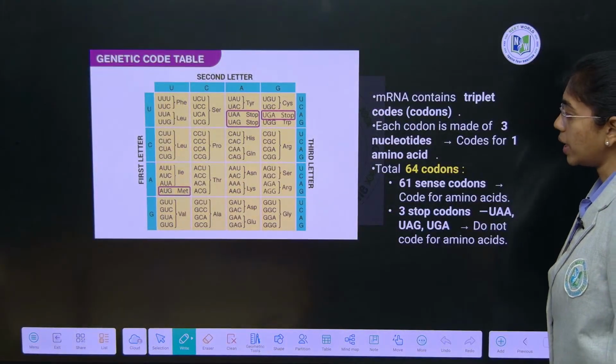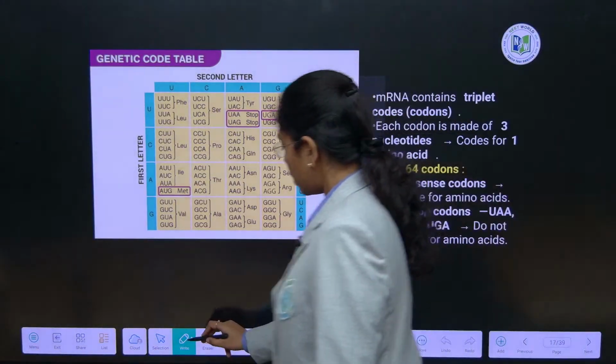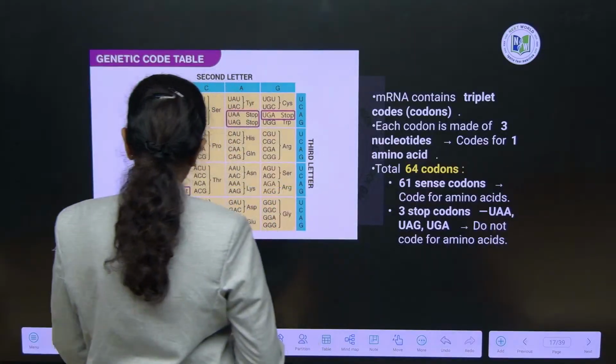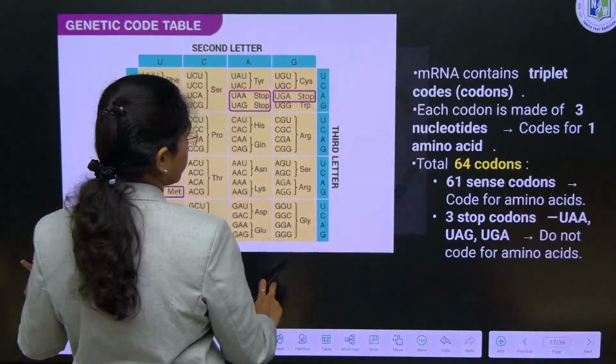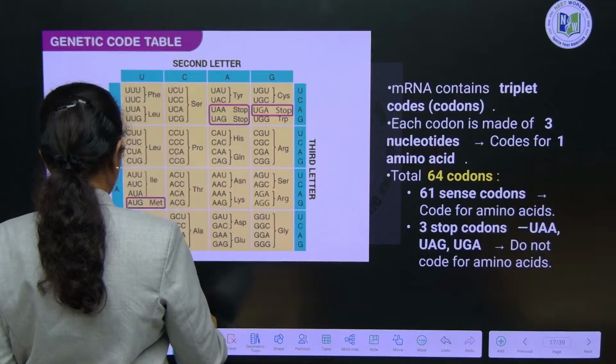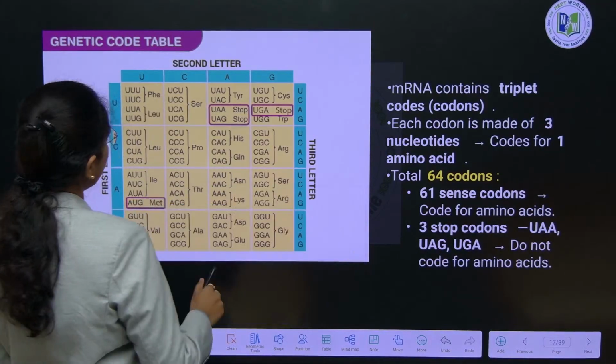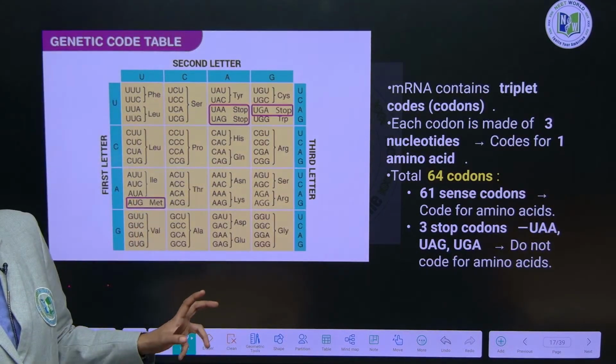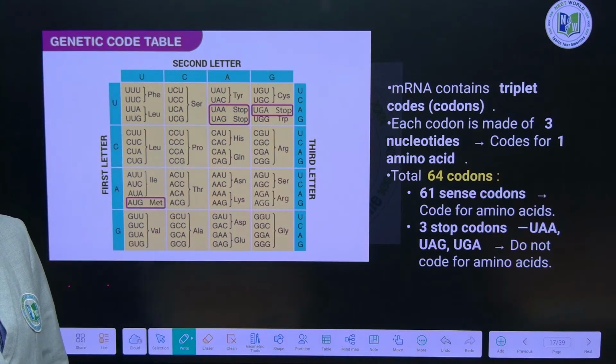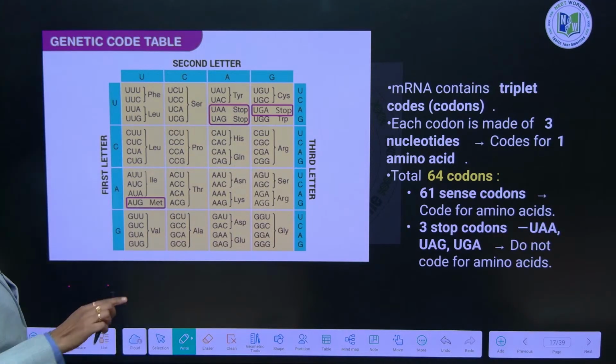Here you can see the table. Okay. It is very simple and easy to remember this actually. Now here our mRNA will be our standard point, where thymine will not be there. In the place of thymine, uracil will be there over the mRNA strand.